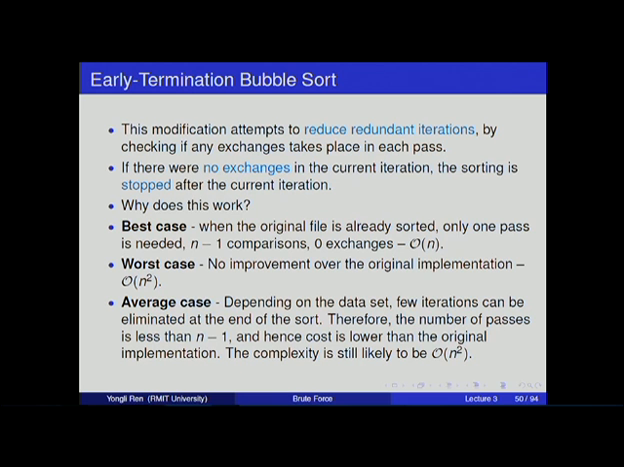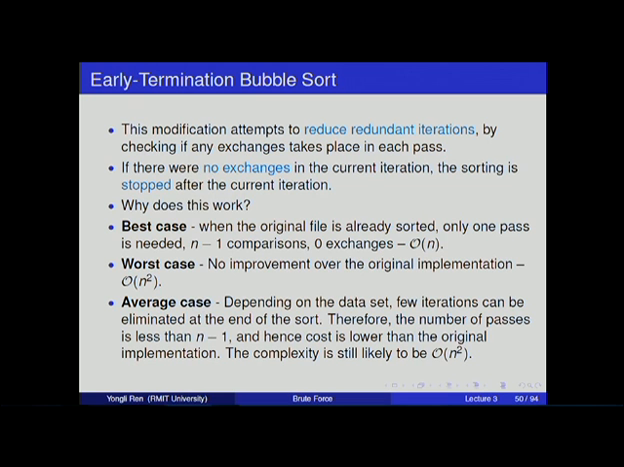So when we do analysis, normally we will talk about whether it is best case, worst case, or average case. Now let's look at the early termination condition. The best case will be when the original file is already sorted. So we only do one pass and n-1 comparisons and no exchange. It's pretty quick. It's a huge improvement over O(n squared). From here we get O(n). So this one is linear, that one is quadratic. So it's a huge improvement for the best case.